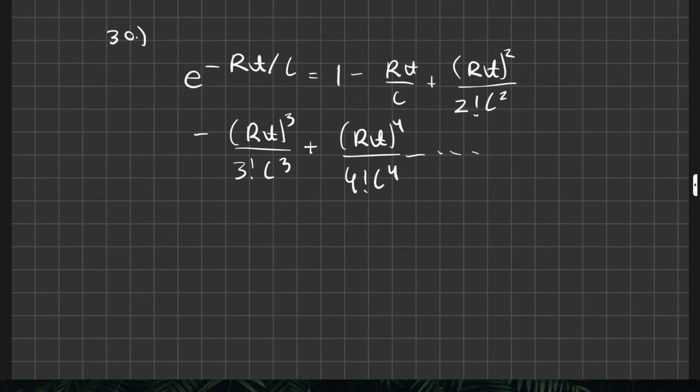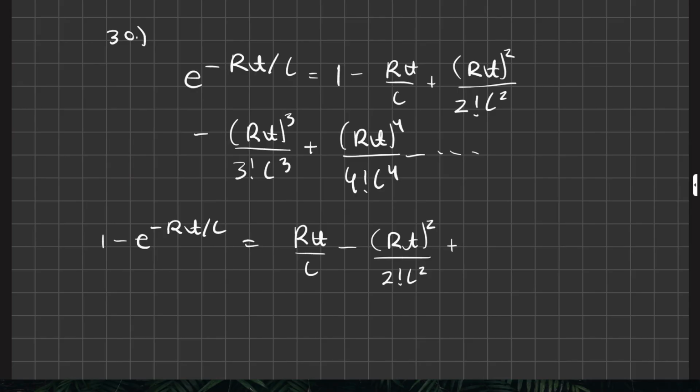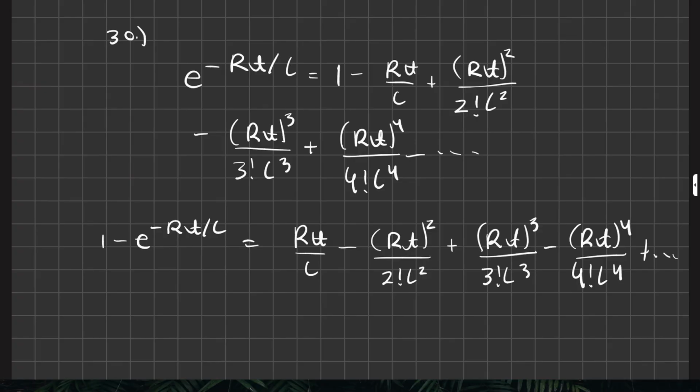So we can now look at the function 1 minus e to the minus Rt over L that's given in the problem, and we can rewrite this as Rt over L minus (Rt) squared over 2 factorial L squared plus (Rt) cubed over 3 factorial L cubed minus (Rt) to the fourth over 4 factorial L to the fourth, on and on and on. Okay.